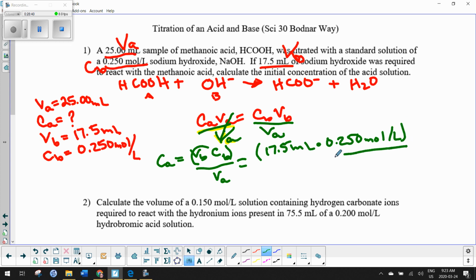Close your bracket. Divide by A, which was 25.00 milliliters. Now looking at your units, milliliters and milliliters cancels out and you're left with moles per liter, which makes sense because we have a concentration. So, handy dandy calculator.